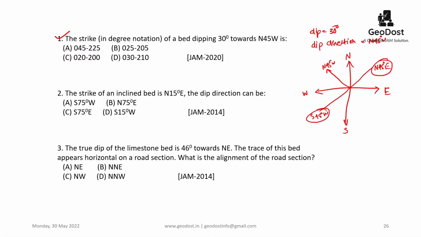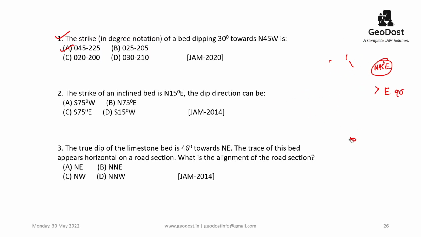So what will it be here? Can you tell me? 045, and here it is 0, and here it is 90, here it is 180, here it is 225. 045 and 225. The answer is obviously clear for everybody, I think. And let's just move to the second question.